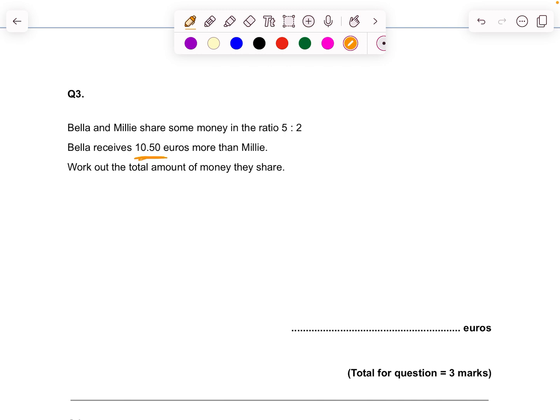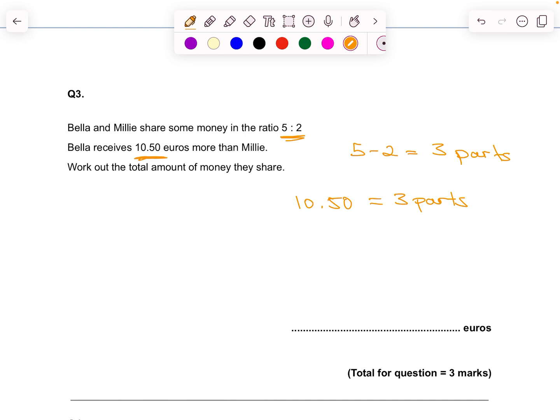So let's find the gap between the ratio. 5 take away 2 is 3. So the gap in ratio between the two is 3 parts. That is telling us is equivalent to €10.50. That gap of 3 parts is equal to €10.50. So then I can do €10.50 divided by 3 to get what 1 part is.